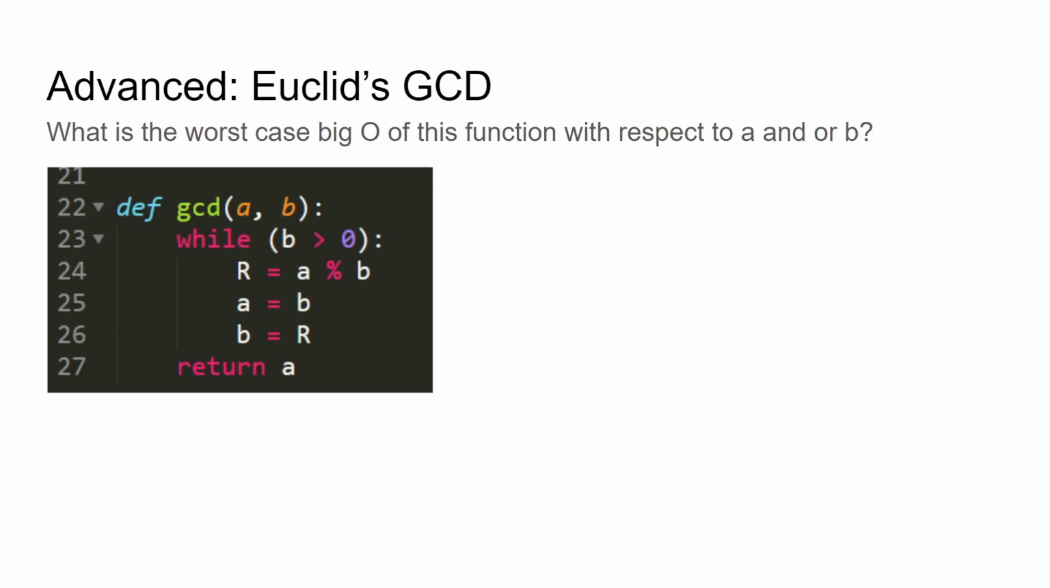So what is the worst case big O of this function with respect to a or b? This function computes the greatest common divisor of two integers a and b. Let's take a look at the code. While b is greater than 0, r is equal to a mod b, a is equal to b, and b is equal to r. Then we return a. There are 3 operations in the loop and 1 operation out of the loop. However, we do not know how many times the loop is run.